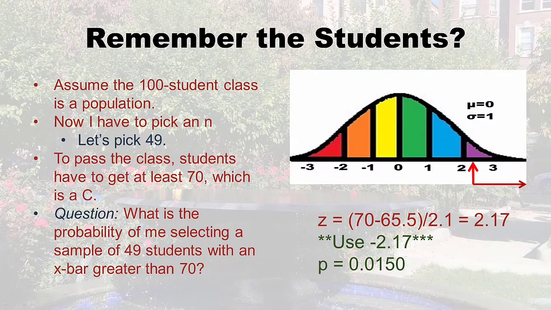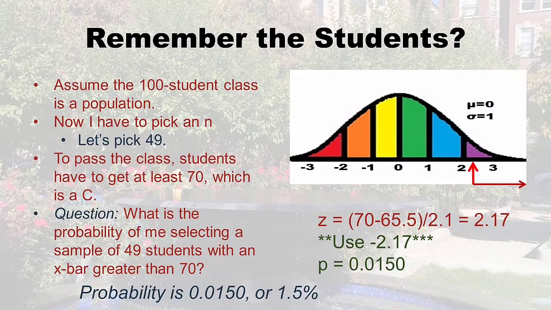And so then the answer is, remember the question was, what is the probability of me selecting a sample or a set of 49 students with an x bar that's greater than 70? And remember how this test really sucked. I mean, the mu was 65.5, so it was pretty hard to get a high score. So the probability was pretty low. It's 0.0150, or if you do the percent version, 1.5%.